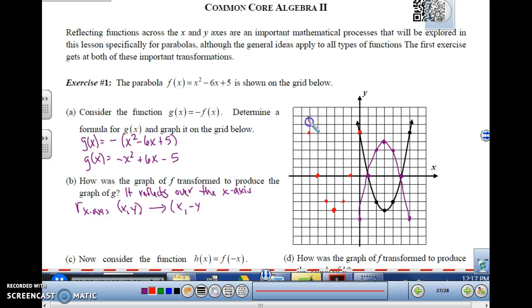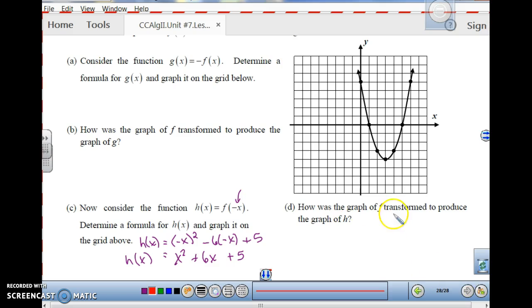Okay, so what happened to this parabola? How was the graph transformed? So it became this. All right, how was the graph of f transformed to the graph of h? It reflects in the y-axis.